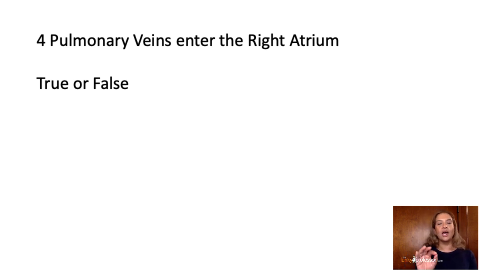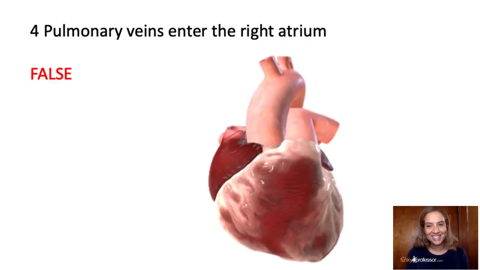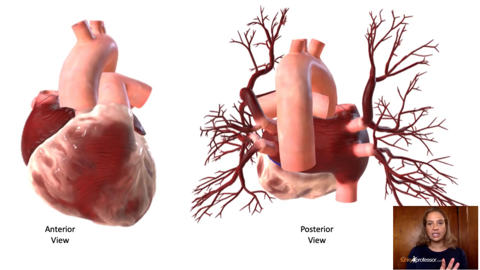Next question is, four pulmonary veins enter the right atrium. So do four pulmonary veins enter the right atrium? The answer is false. Here's an anterior view of the heart, and if we turn it round, we can now see that there are indeed four pulmonary veins, but they enter the left atrium, not the right atrium.